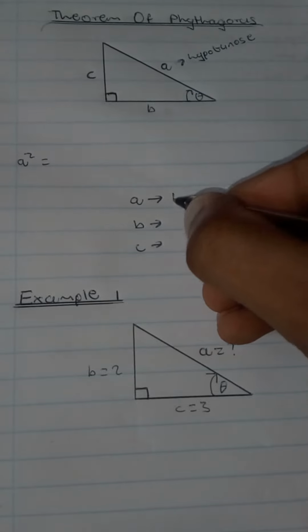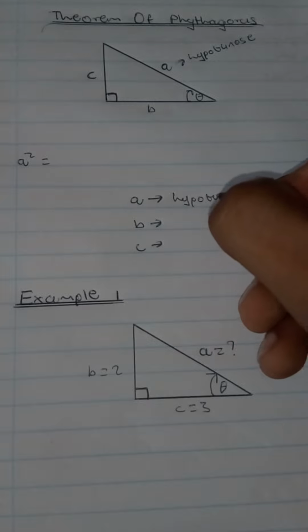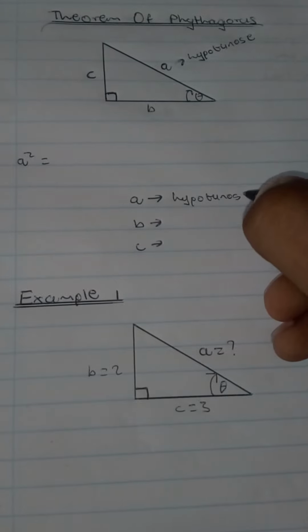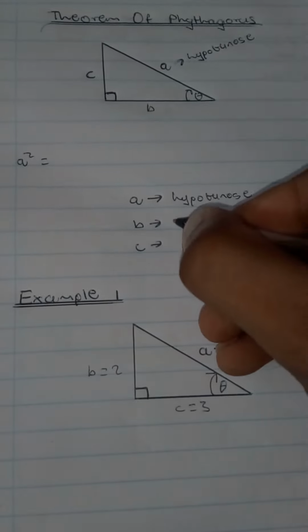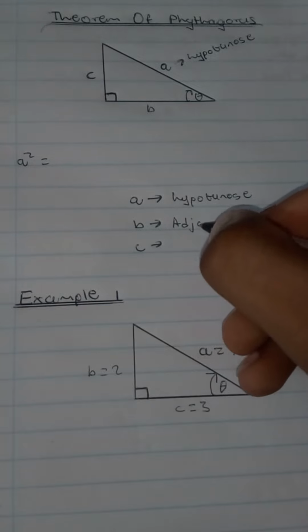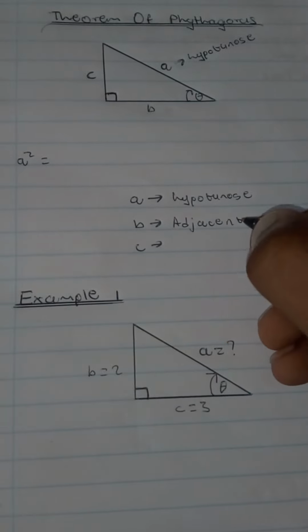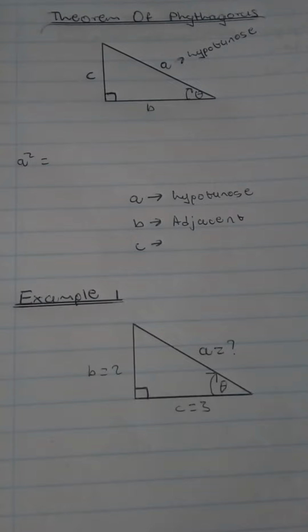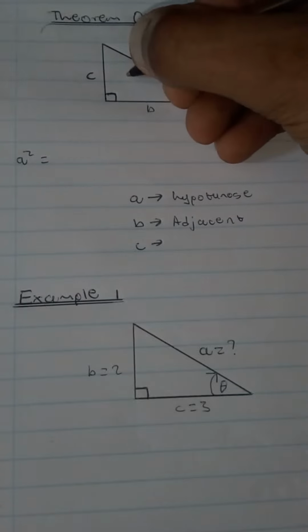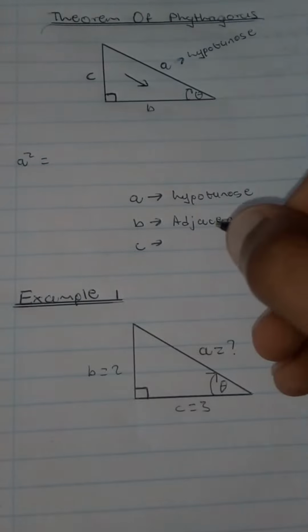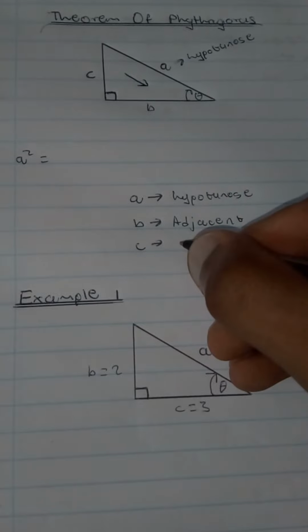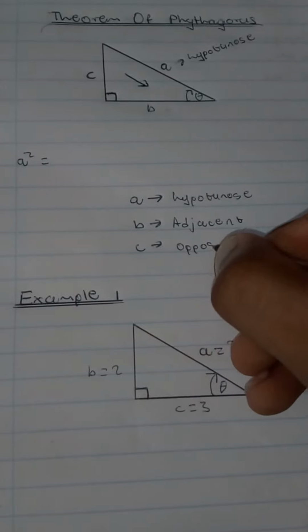So in A we have a hypotenuse, and then in B we have the adjacent side, and then in C we have the opposite side because it is opposite to this angle theta. It is opposite, so it is called the opposite side.